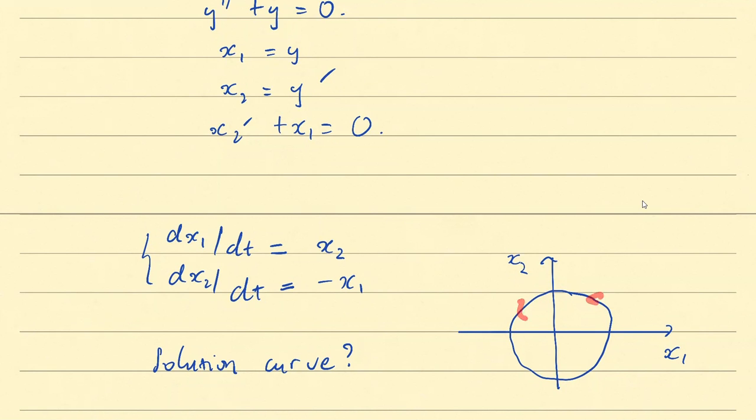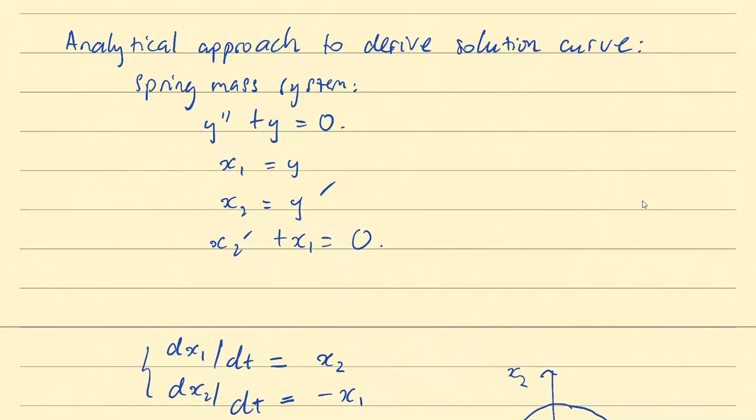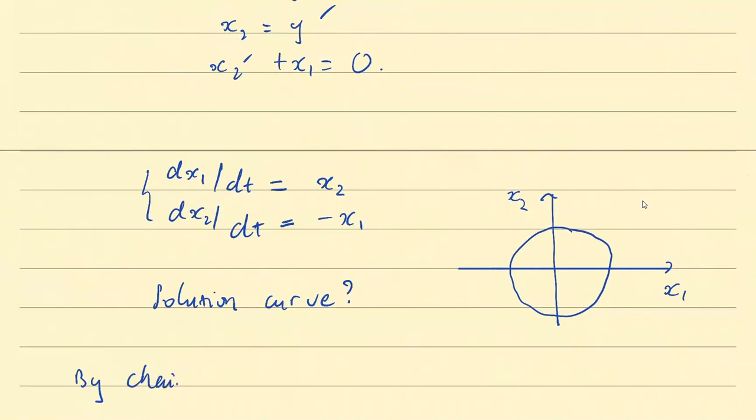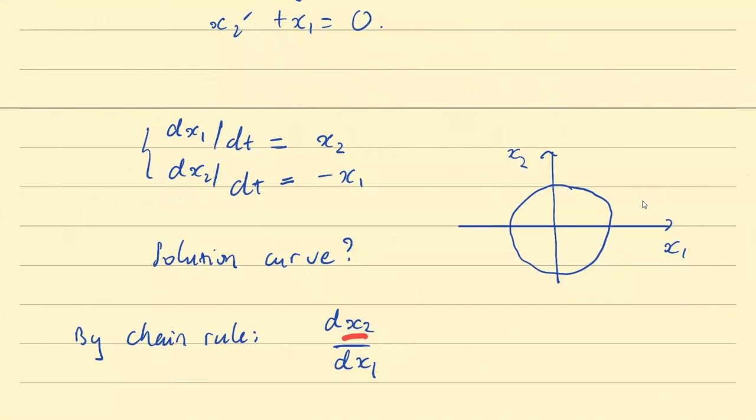So that's actually believable. And again, you can do this with the slope field, plug it in and then sketch this. I'm too clumsy to do that out. But the point I want to bring up is this. I can show you exactly that the solution curve must be circles. How? I will do an analytical approach, by a chain rule. I got dx2 over dx1, which is the derivative of x2 with respect to x1. Of course, that will be dx2 over dt divided by dx1 over dt, which will be minus x1 over x2.